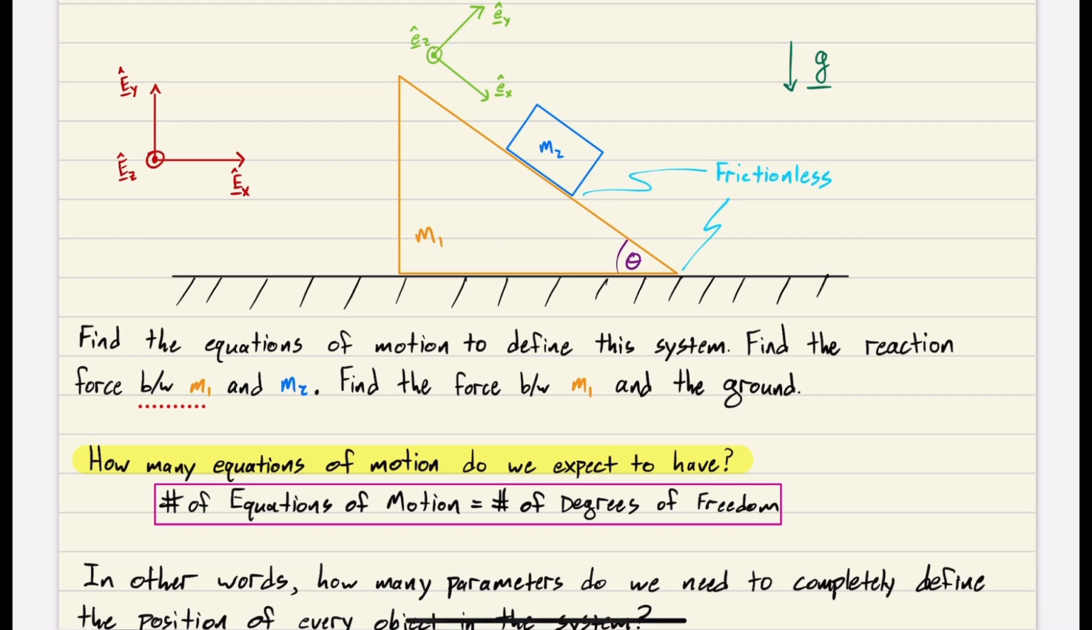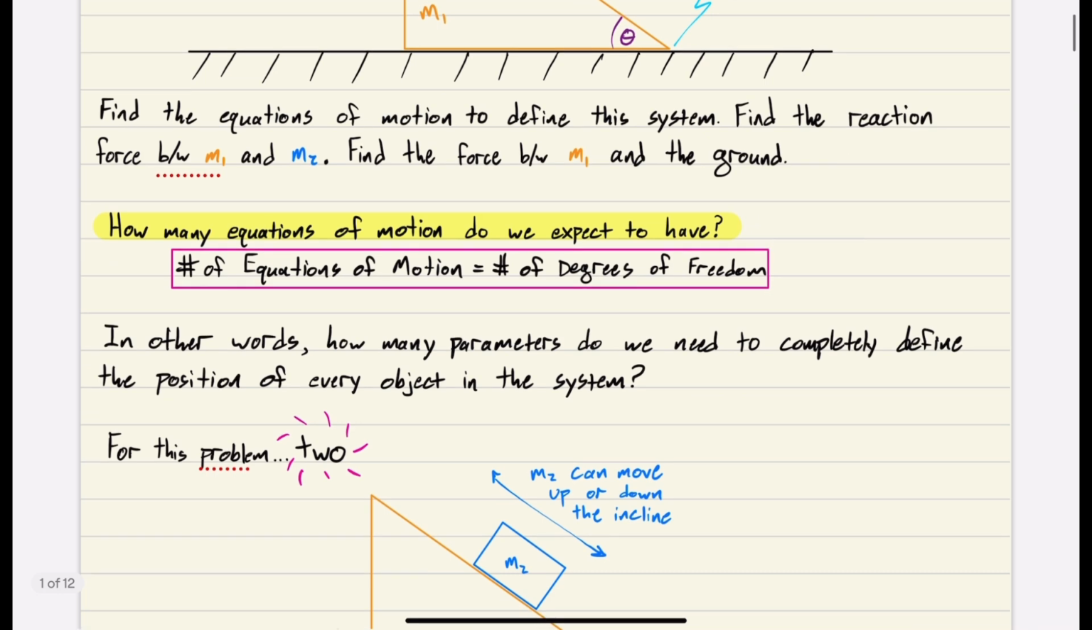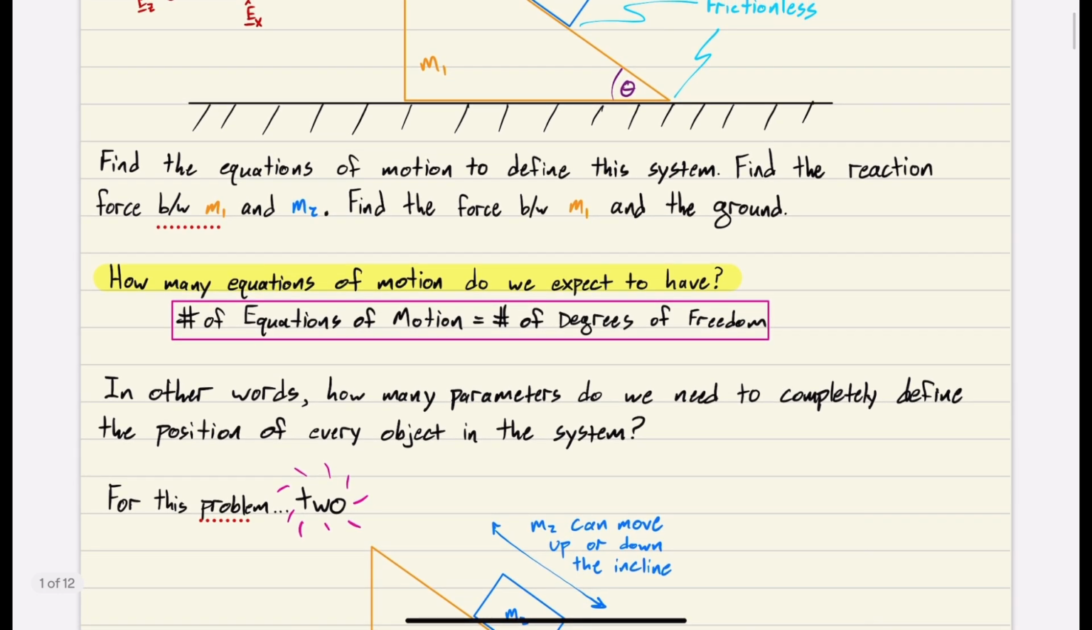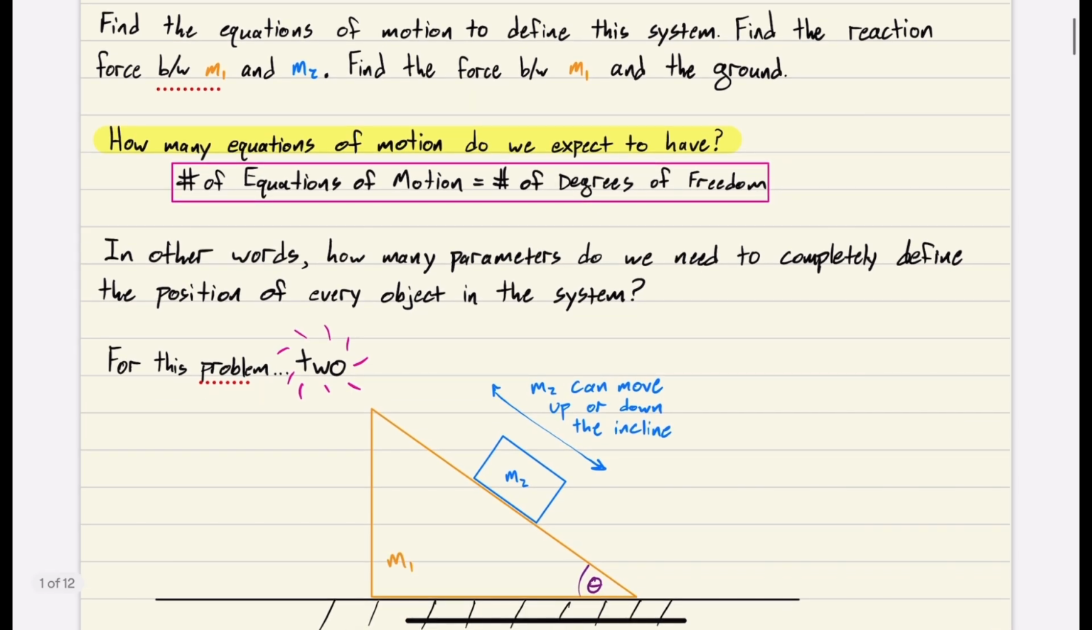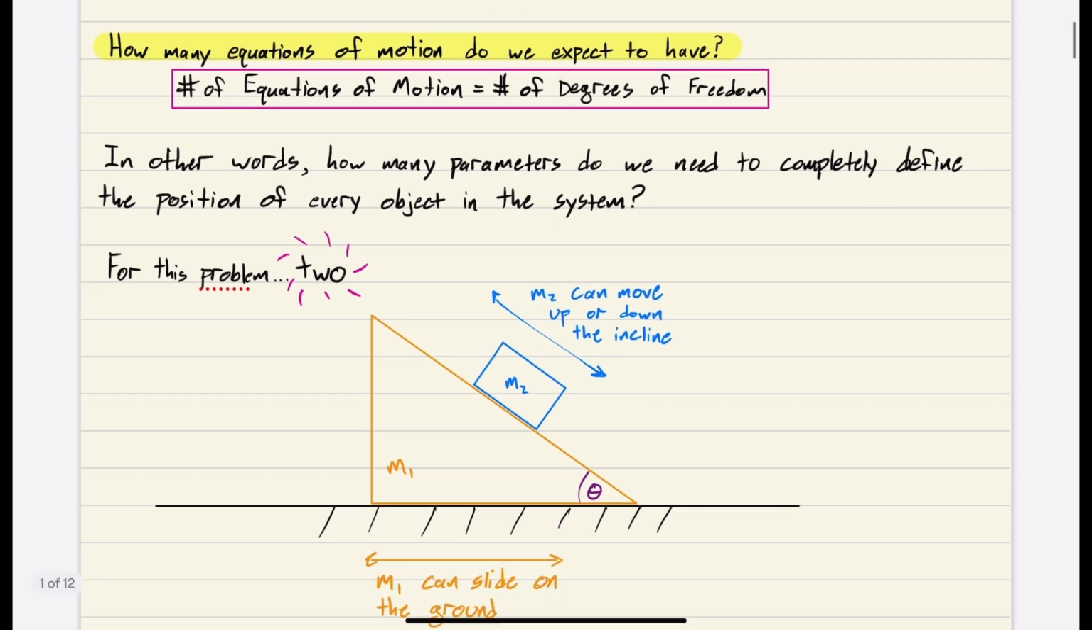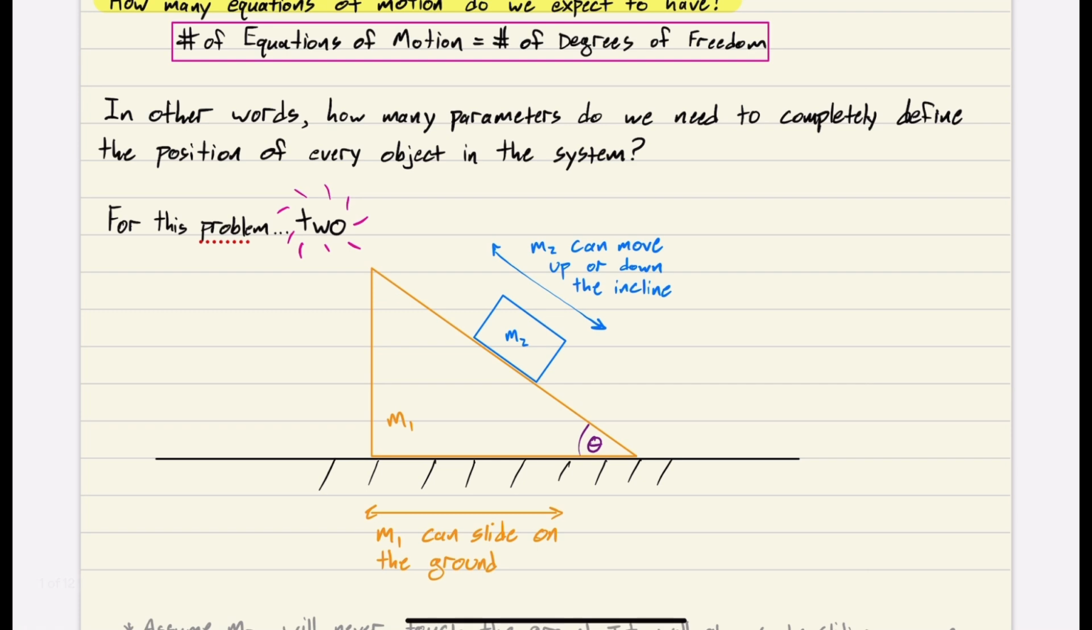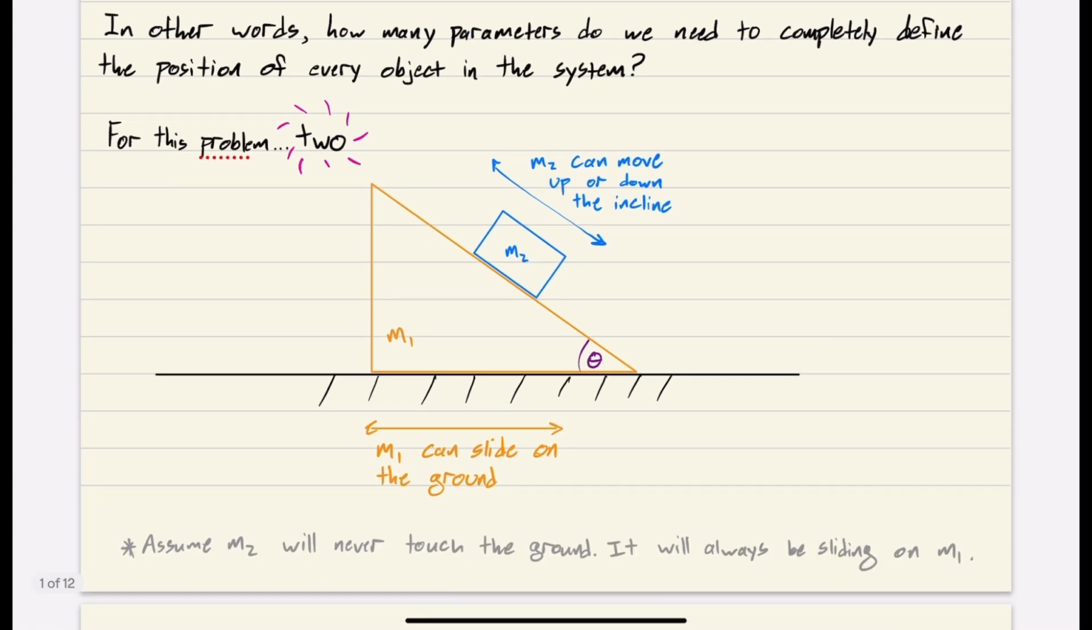And we're also going to find the equations of motion that will tell us how M1 and M2 are going to move. So how many equations of motion do we expect to have? Well, the number of equations of motion is equal to the number of degrees of freedom of your system. In other words, how many parameters do we need to completely define the position of every object in the system? For this problem, it's going to be 2. We need to define where M1 is on the ground, and then where M2 is on the wedge. M1 can slide left and right, and M2 can slide up and down. So we need to define those 2 states.